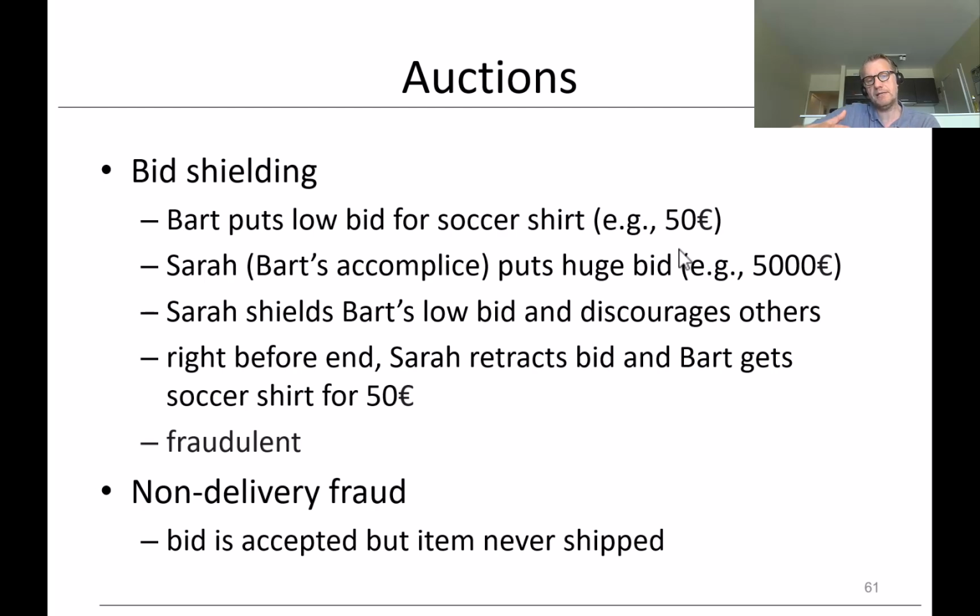Her bid is only meant to scare other ones away, to discourage the others. Sarah shields Bart's low bid and discourages the others. So no one will bid above 5,000 euros because that's a crazy price for a soccer shirt. Well, not for a Club Brugge soccer shirt, but anyway, let's say another soccer shirt. So right before the end, what happens is that Sarah retracts her bid and Bart gets the soccer shirt for 50 euros. So Sarah has shielded the bid of Bart. So that's an example of bid shielding.